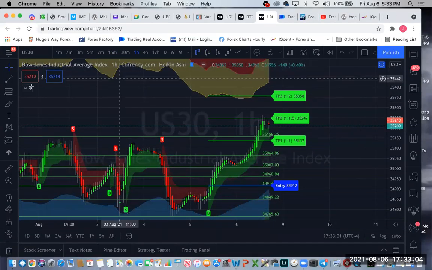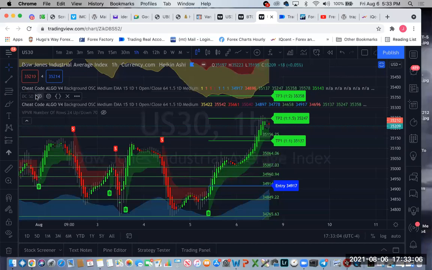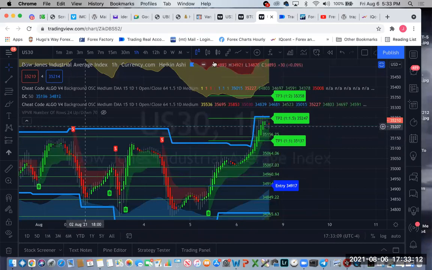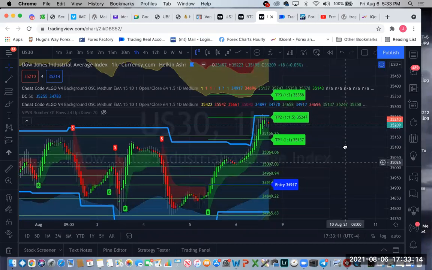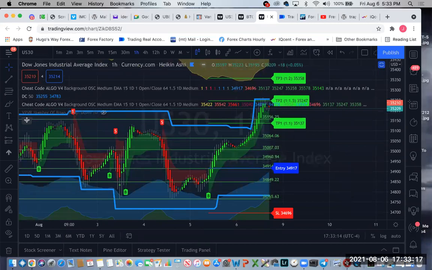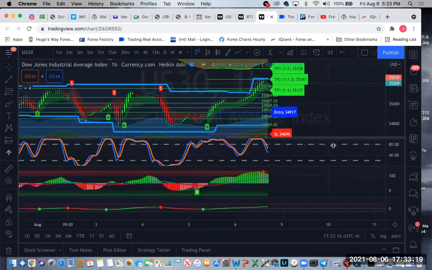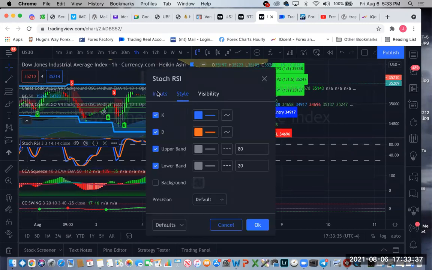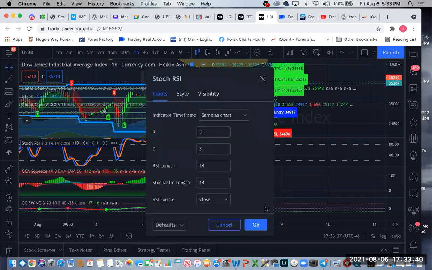Let me add my other little thing here. This is my Donchian channel, which helps me see when the market is about to reverse. All right, here's the rest of it: all of cheat code, plus I have my own little thing here, the stochastic RSI, if you know anything about that. I used the regular settings. I didn't change them. They're the defaults, 3, 3, and 14. You can screenshot that if you like.